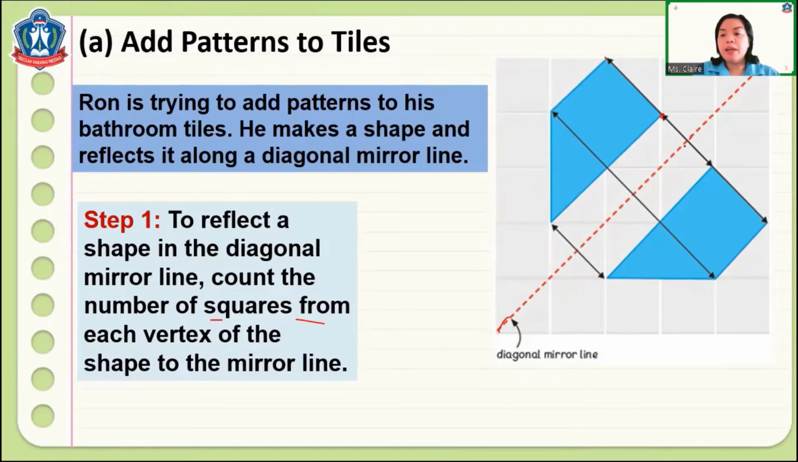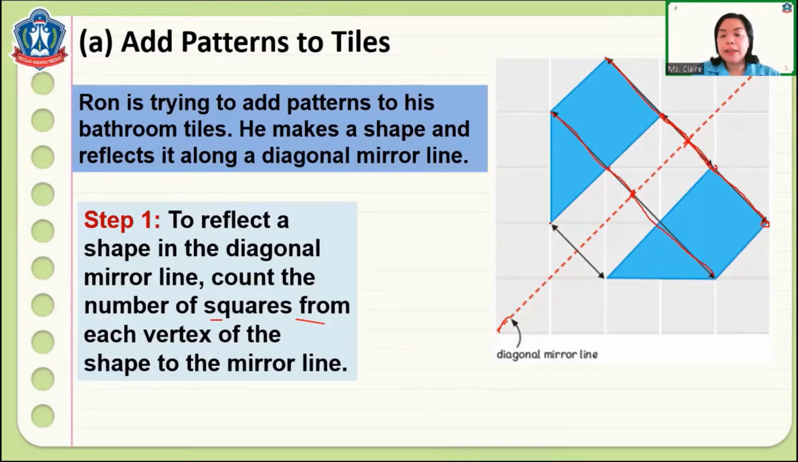From the mirror line, we count how many squares. From here to here, from this vertex, this is only half a square. On the other side, also half here. Then from this one, from the mirror line until here, this is 1.5. So from here, 1.5 also. So we can put the vertex here and draw. The same thing with here and here. From this one, this is 1.5. This is also 1.5, the same distance from the diagonal mirror line.